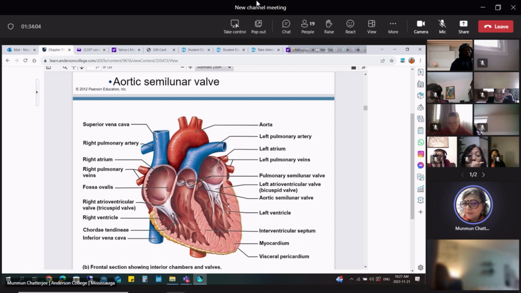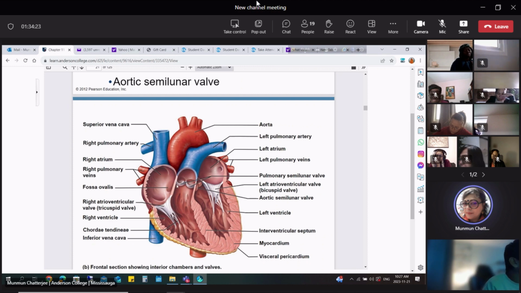And here we have the half-moon shaped valve I told you about. When blood goes from the right ventricle to the pulmonary artery, there is another valve. This is called the pulmonary semilunar valve because it's going to the lungs. At the same time, from the left ventricle, blood is sent to the main aorta. This is the moon-shaped valve, semilunar. This is called the aortic semilunar valve. Semilunar means half-moon shaped structure.